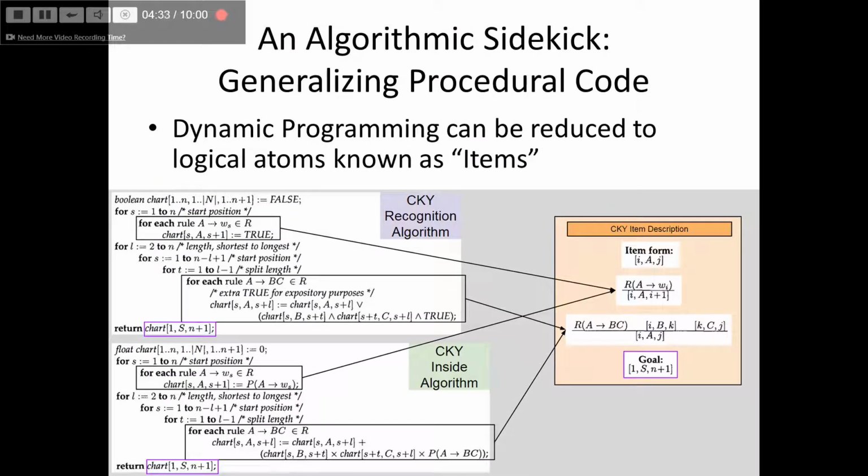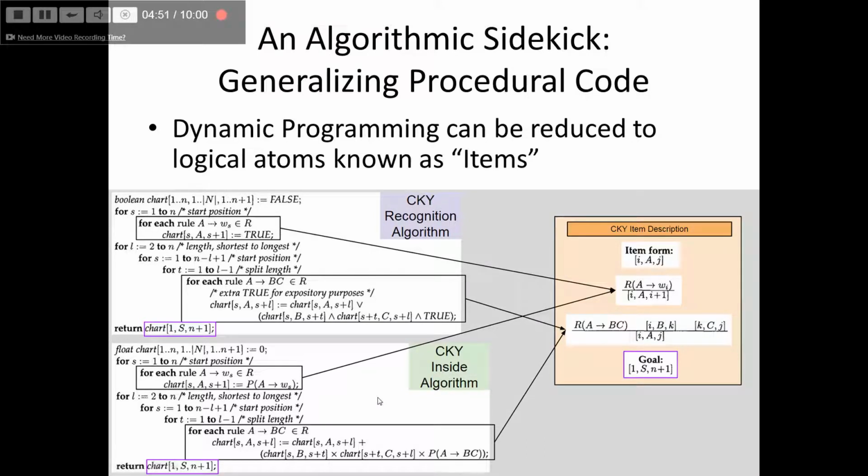Alright, so now that we understand why semirings are useful, let's see them in practice. Let's zoom into natural language processing, the dynamic programming algorithm called the CKY parser. It turns out that there's a recognition algorithm and the inside algorithm.